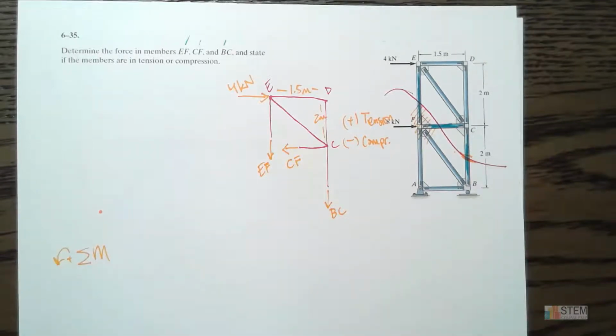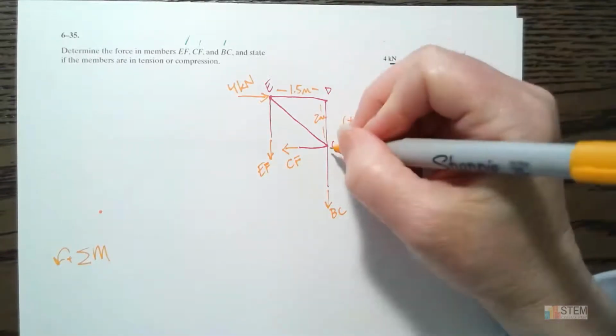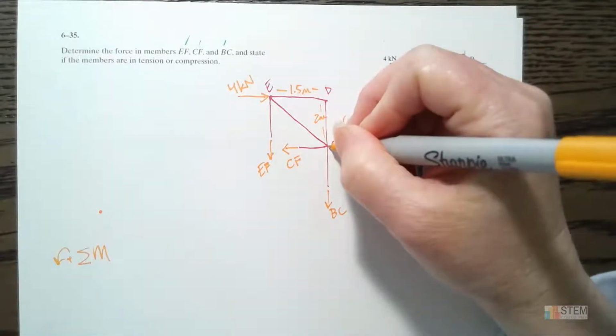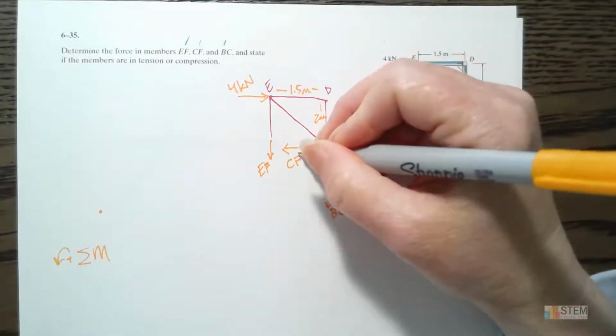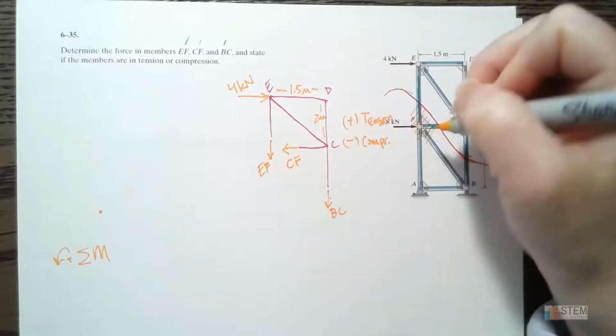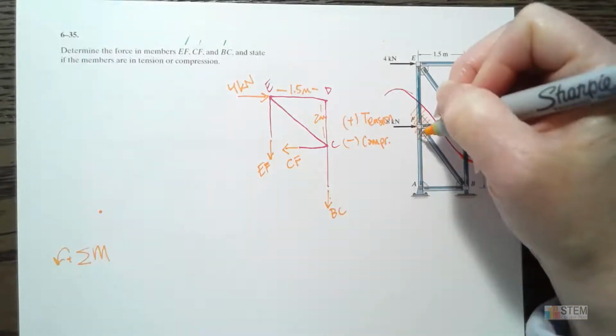Well, really we have 2 choices. So I could take the moment about C. That would be a good choice, right? Because I've got 2 unknowns going through it. Okay, so that'd be a good choice.